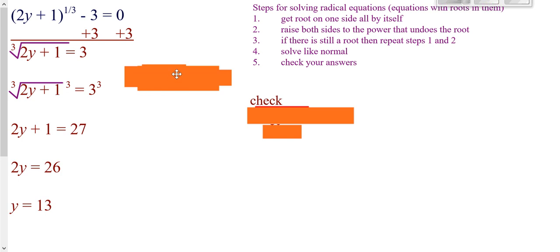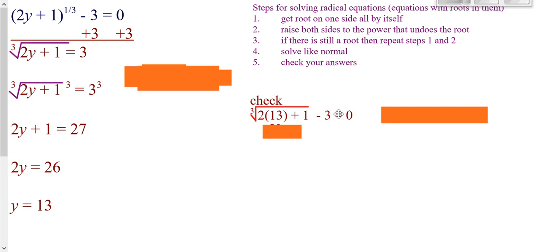Then you want to go ahead and check your answer. Take your 13, plug it into your original problem. Remember to check it, you always plug it into the original problem. So we're dealing with a cube root because it's a 1/3 power. 2 times 13 plus 1, with a minus 3, and we want to see if we get 0. So 2 times 13 is 26, plus 1 is 27. The cube root of 27 is 3. But then this minus 3 here, 3 minus 3 is 0. That's what we're trying to get to. So yes, it does work because we got a true statement.